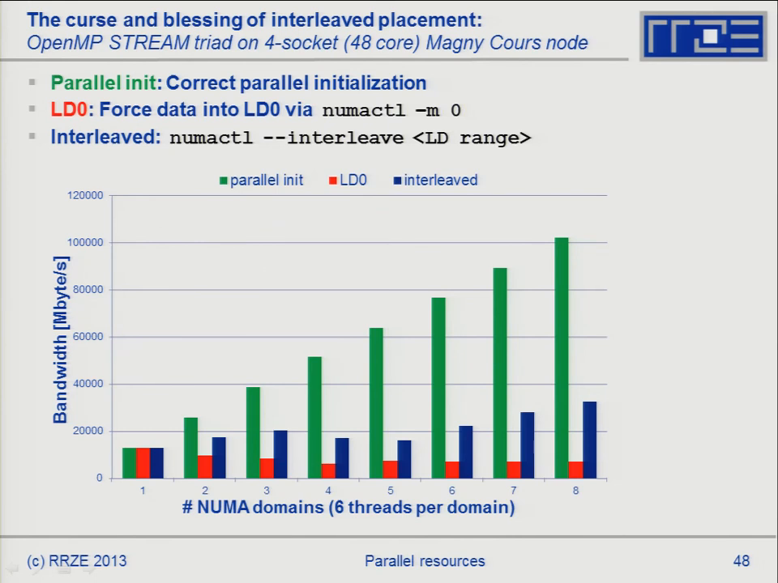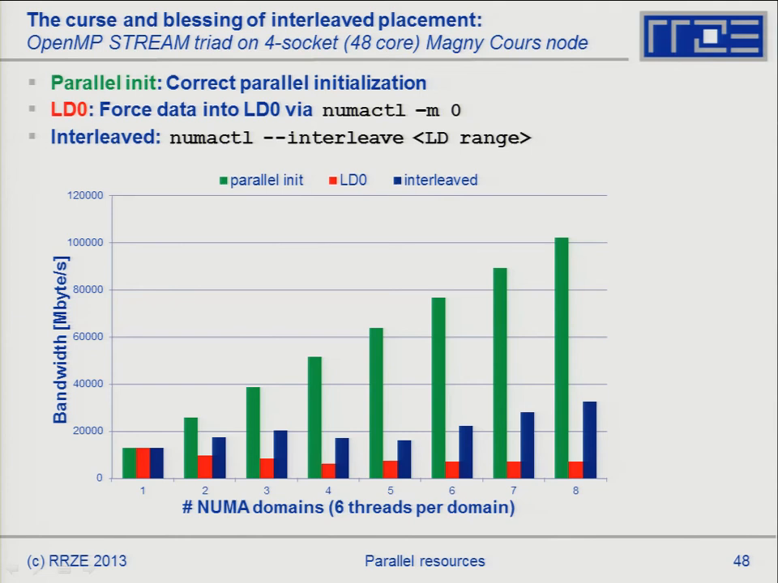This is an 8 NUMA domain system, a 4-socket AMD Magny-Cours node. Again, with proper placement in green, perfect scaling. With LD0 placement, slow down as we go beyond one NUMA domain. And with interleaved placement, we have this strange behavior. So for 8 domains, we have a penalty of 2 to 3. This is bad. You don't want to have this, of course.